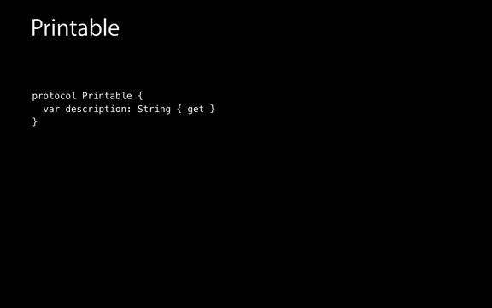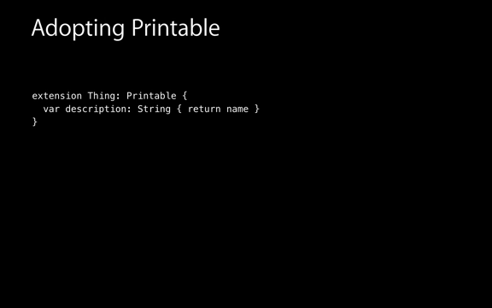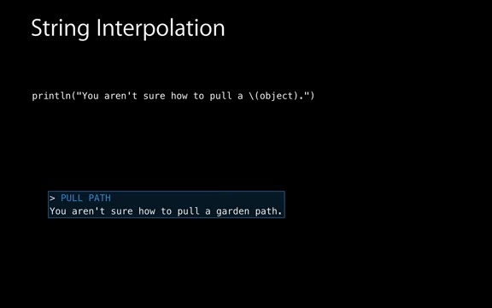Printable is, again, a very simple protocol. It just has one requirement, which is a property. And all I have to do for that property is provide a getter for it. I could also provide a setter, but I don't have to. This protocol doesn't require it. So in this case, I'm going to go back and add an extension to Thing that implements Printable. I have to provide the description property, and I'll just have it return the name property. And that's it. That's all I needed to do.